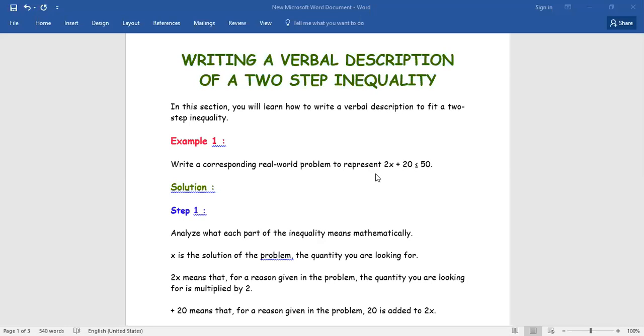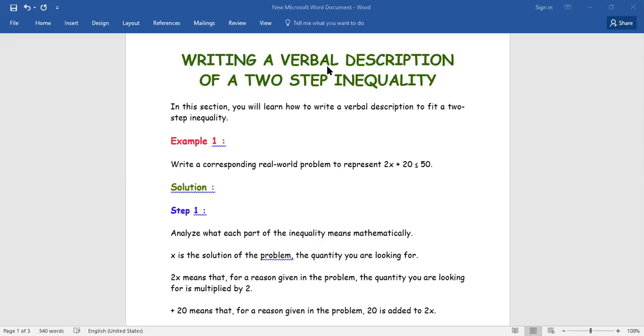Let me help you. First, we will analyze what each part of the inequality means mathematically. You have the inequality 2x plus 20 less than or equal to 50. We are going to divide this inequality into parts and say what each part means in a mathematical way. What is the meaning of x? x will be the solution of the problem. By the end, you are looking for the value of the variable.